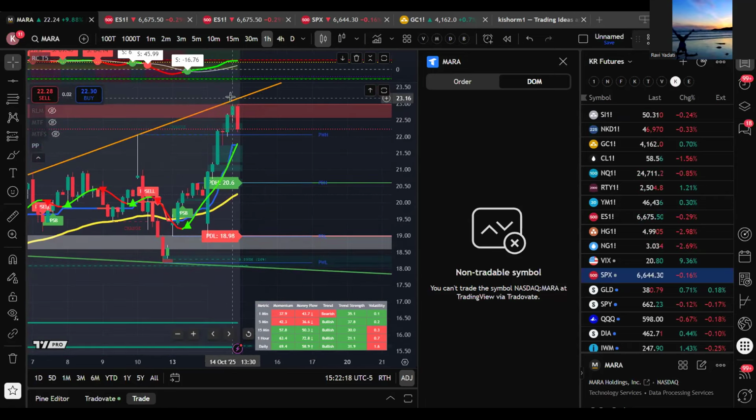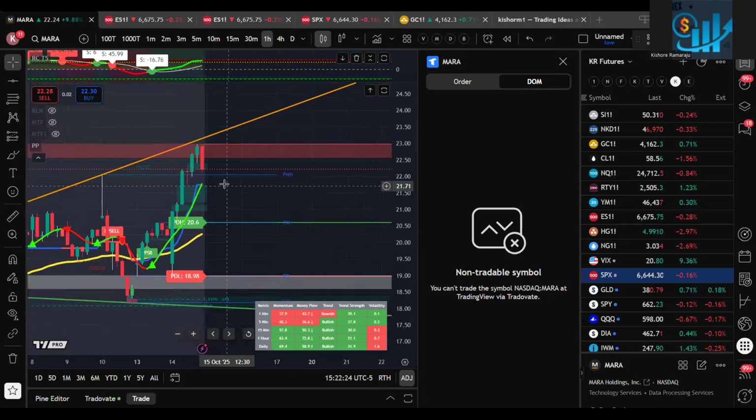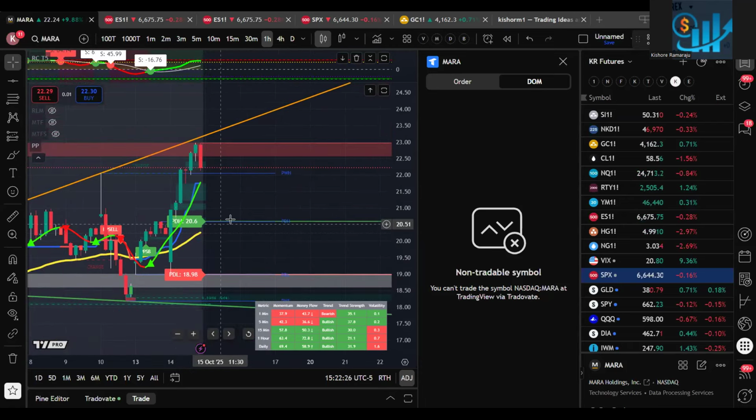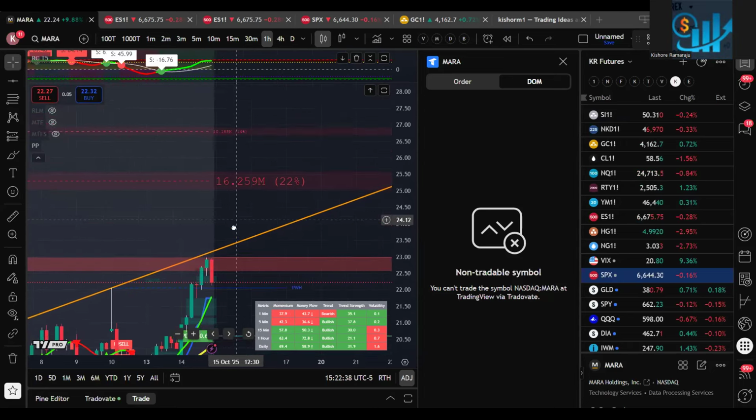So you need to watch the trend line resistance. In case it breaks it, then it will go all the way to 25.5. But if it starts dropping, then it will come back to 20.6 and then go up again. So if it comes to 20.6, you add the stocks. But if it continues to go up, you can take profits at 25.5.